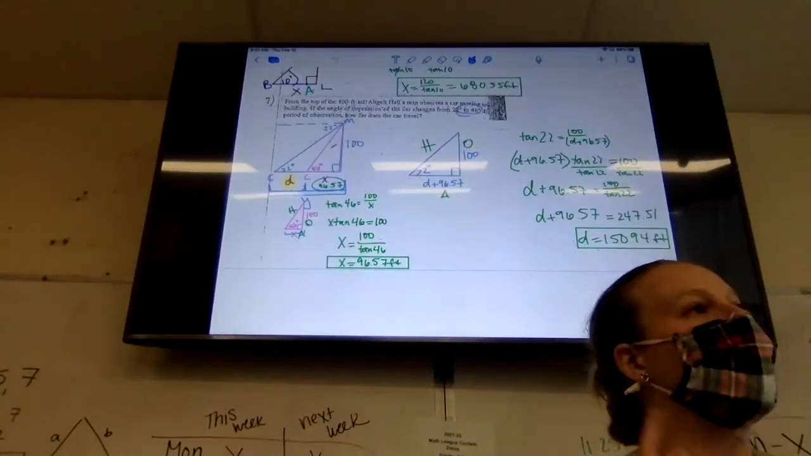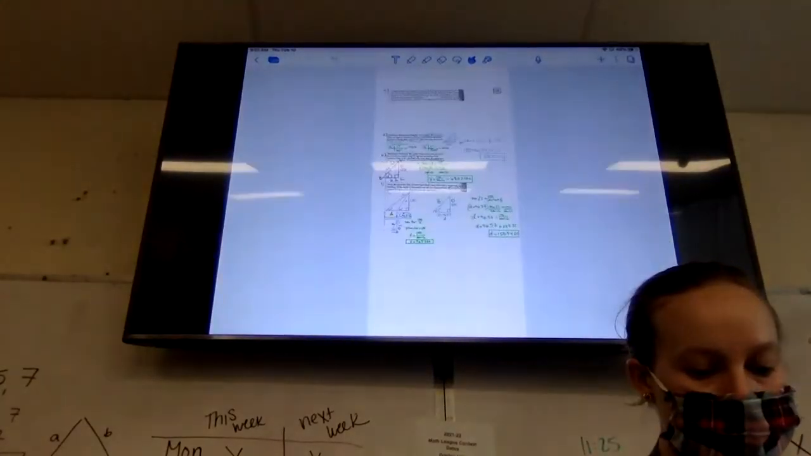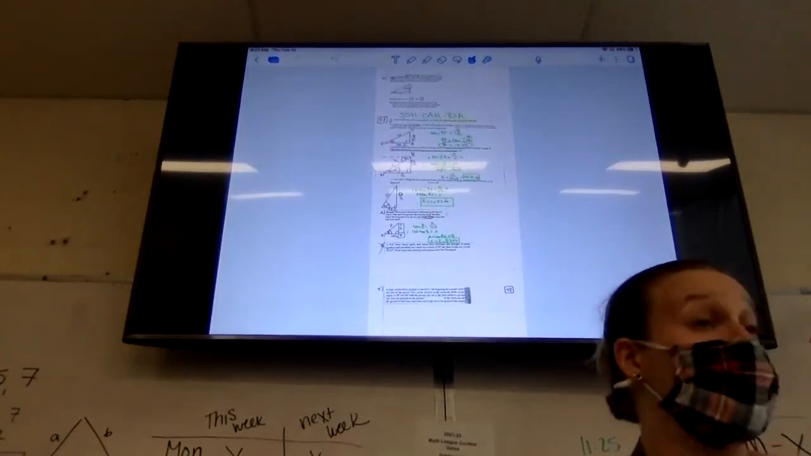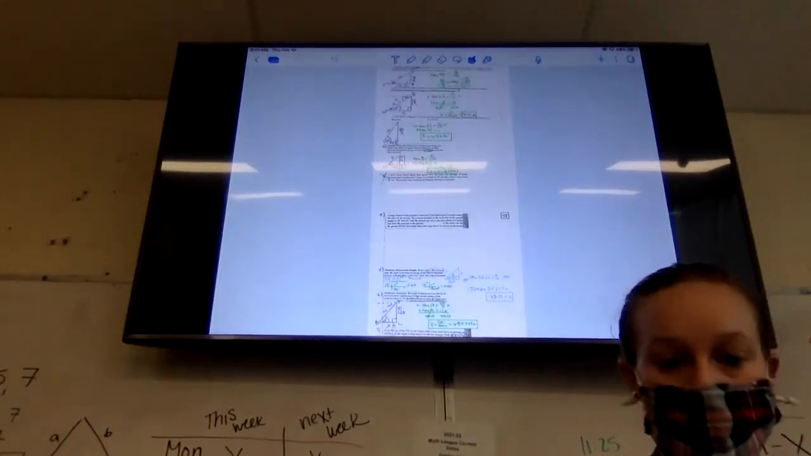So we are going to finish 4.8. We did almost all of 4.8 last time. I did skip number 3. I don't want to do number 3, but we are going to come back and do number 4.